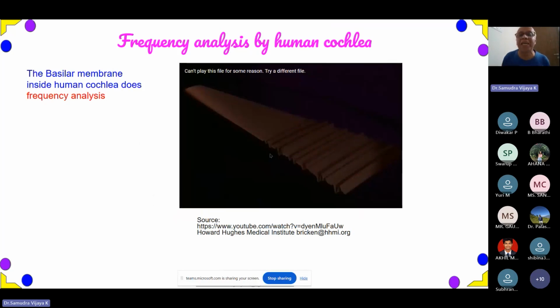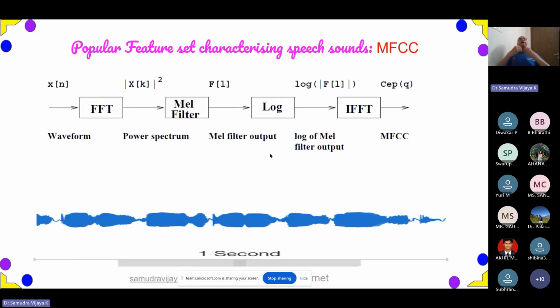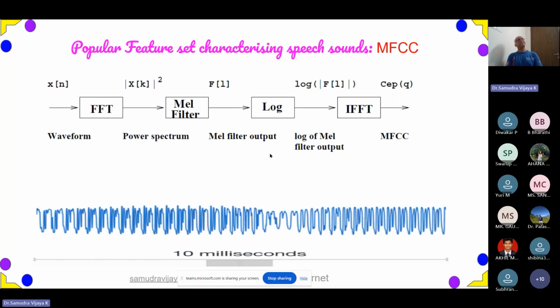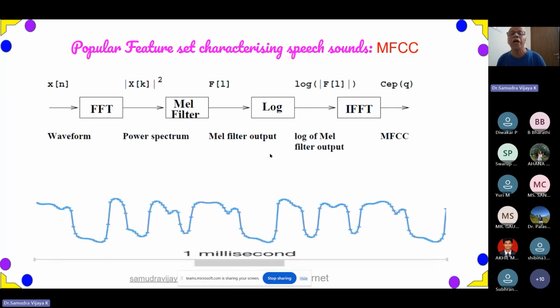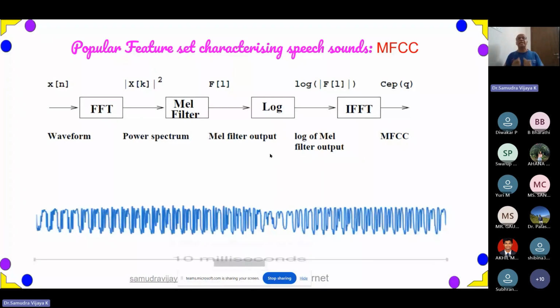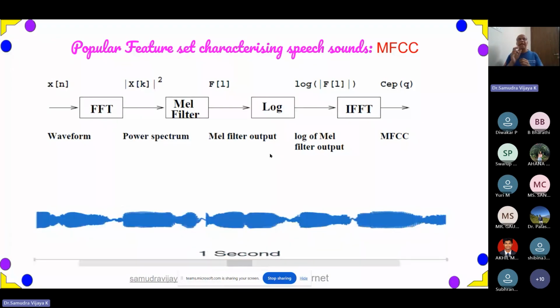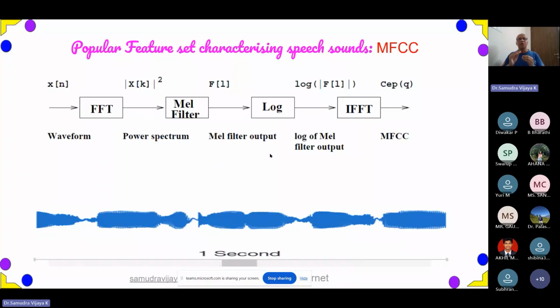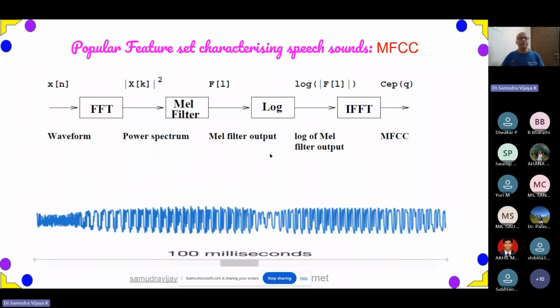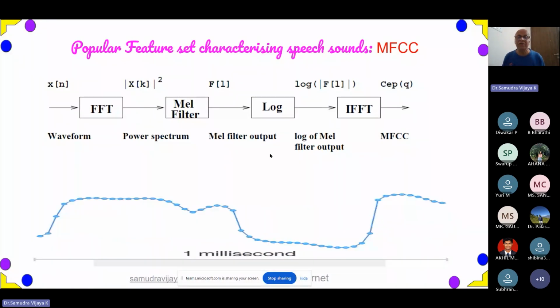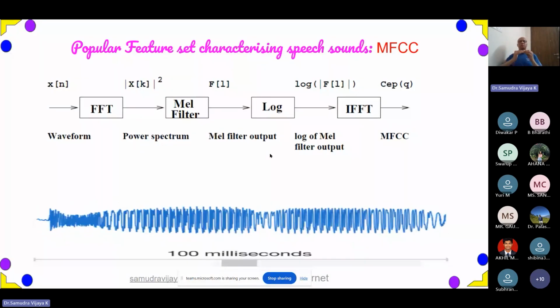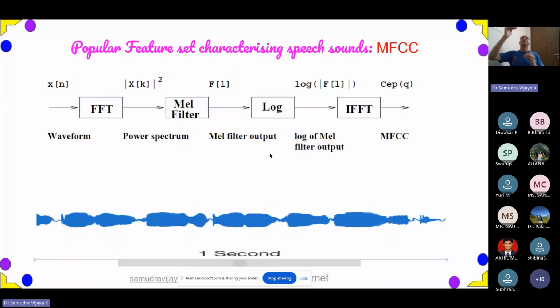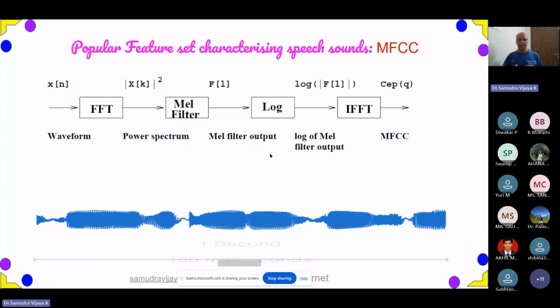Frequency analysis is done by the human cochlea, and with the experience over thousands of years, millennia, the human ear has learned to pay more attention to lower frequency sounds than higher frequency sounds. The human ear can hear sound from 20 hertz frequency to 20,000 hertz frequency.